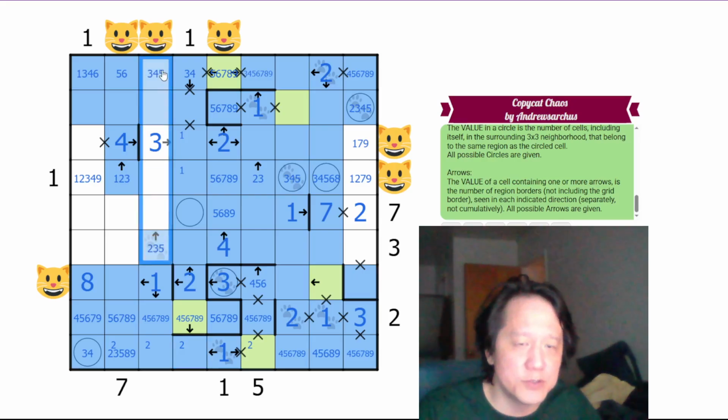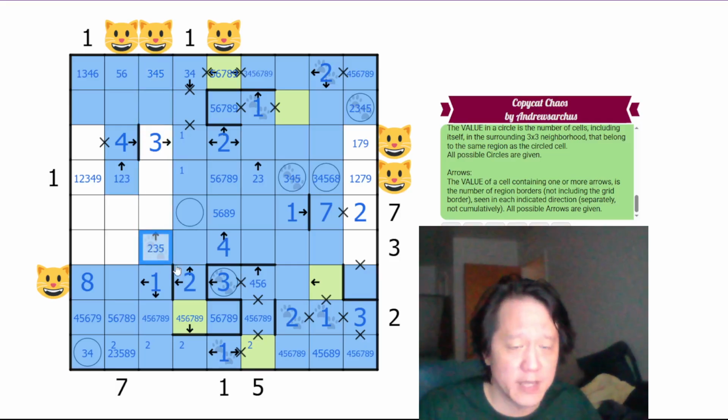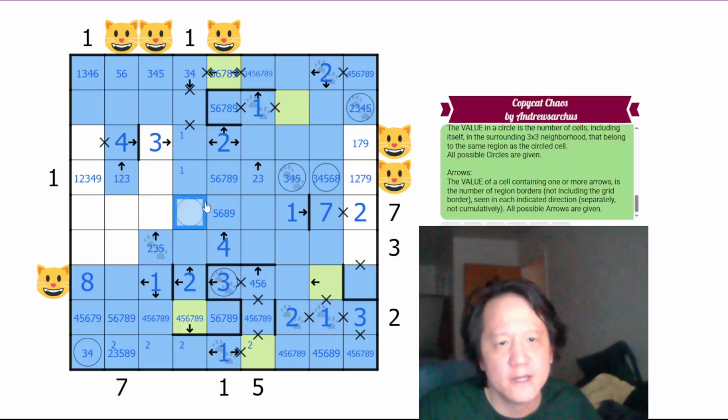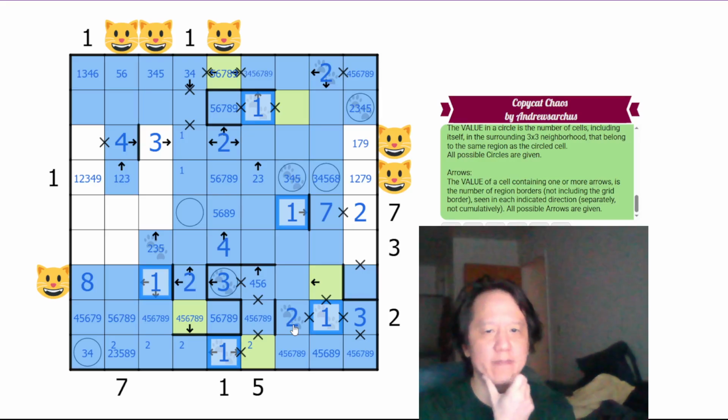So we see 2, 3, or 5 boundaries here. And it's also 2, 3, or 5 away from its copycat cell. Can it ever be 5 away? 2, 3, 1, 2, 3, 4, 5. Yeah, technically. Okay. One has to be in a copycat cell somewhere.